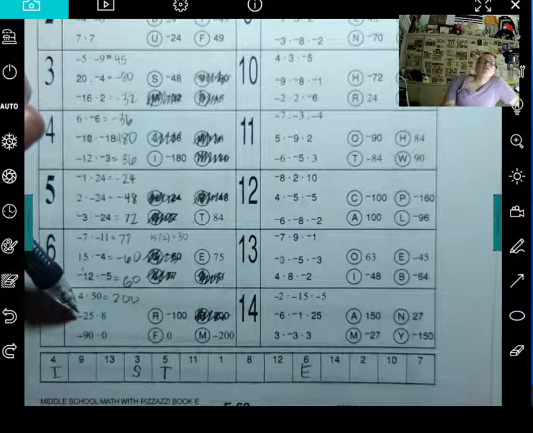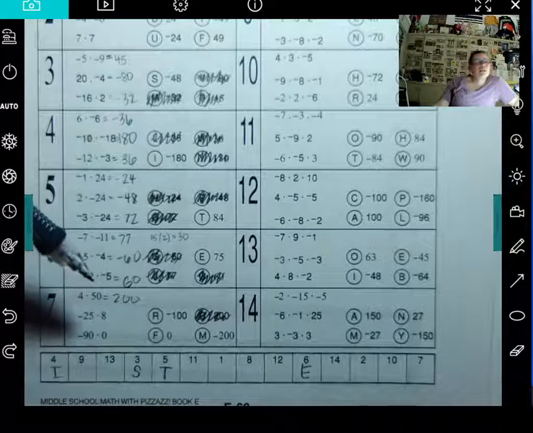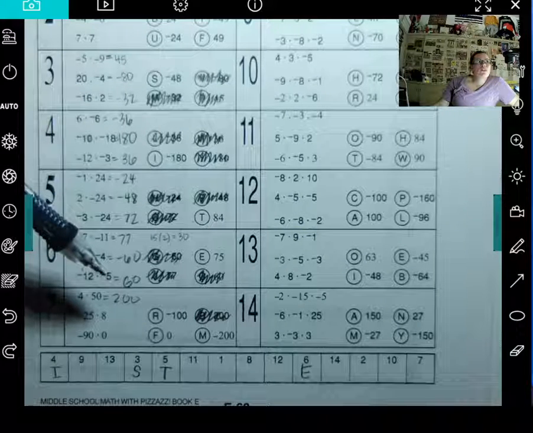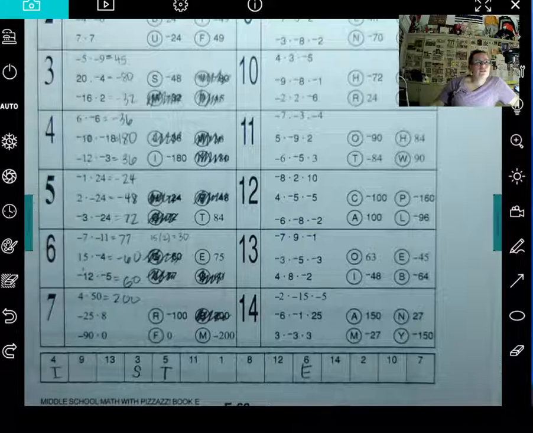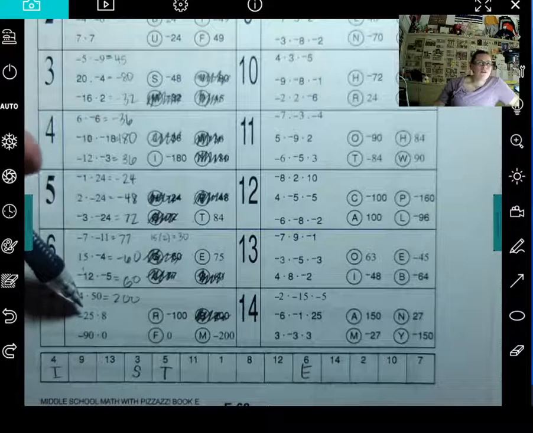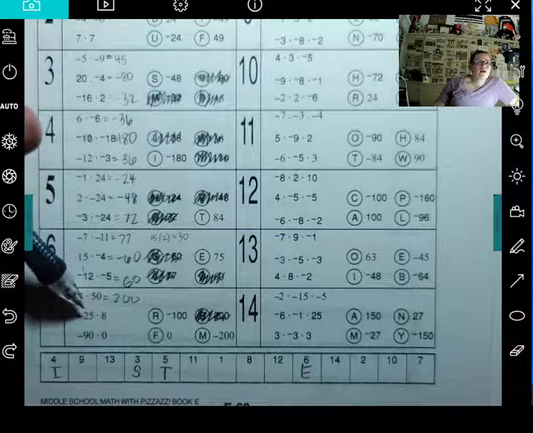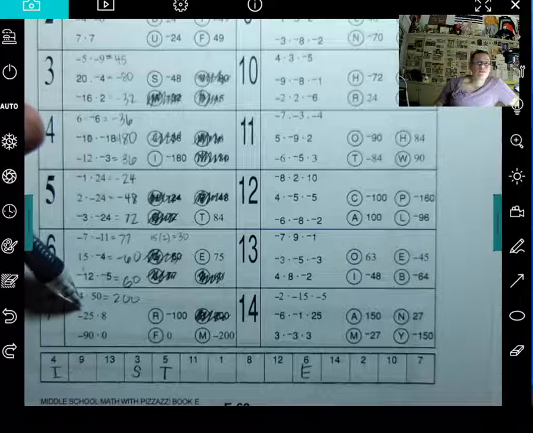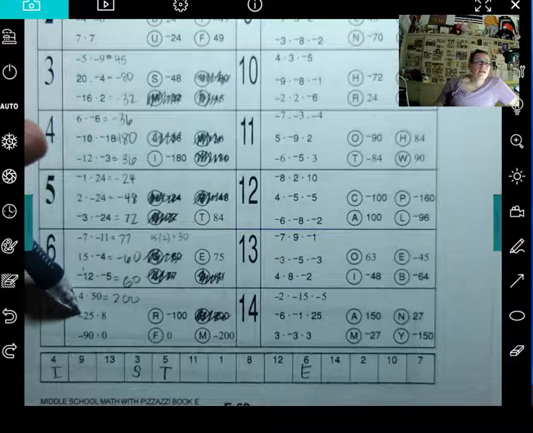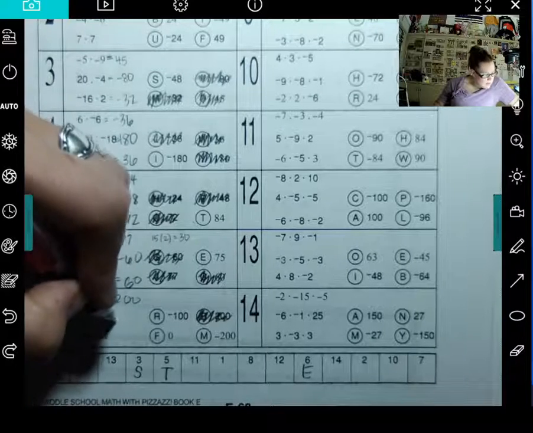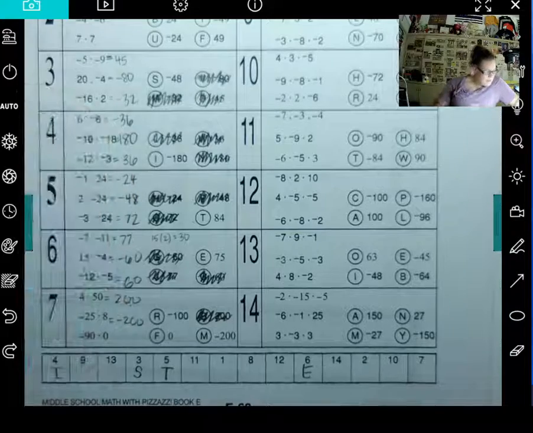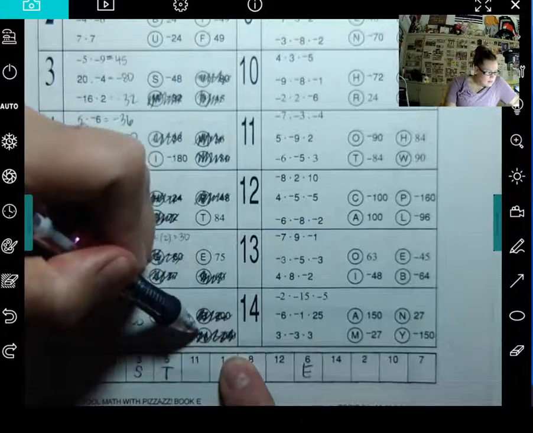Now we have negative 25 times 8. So think of how many quarters are in a dollar. A quarter is 25 cents, right? How many quarters are in $1? There's 4. Well, we have 8 quarters in our hand. So how much is that? There's 2 dollars, so it'd be 200 cents. And we have a negative number, so we'd have negative 200. So cross out the N.